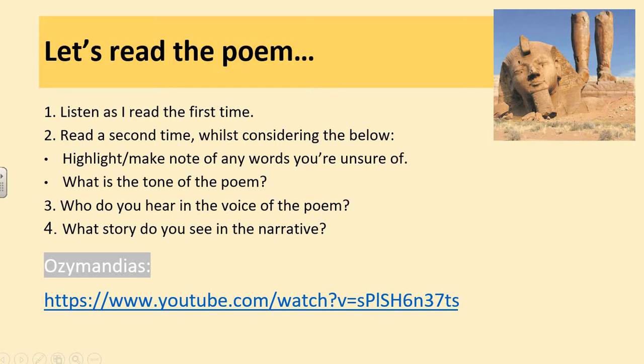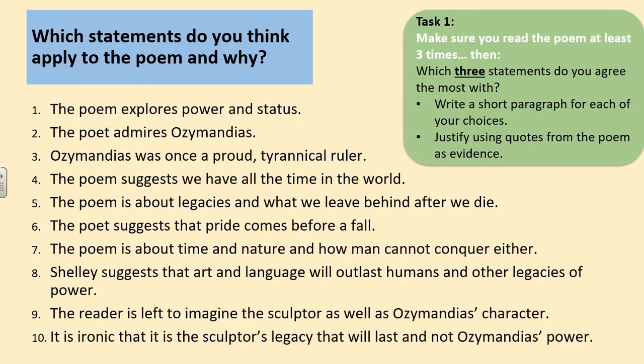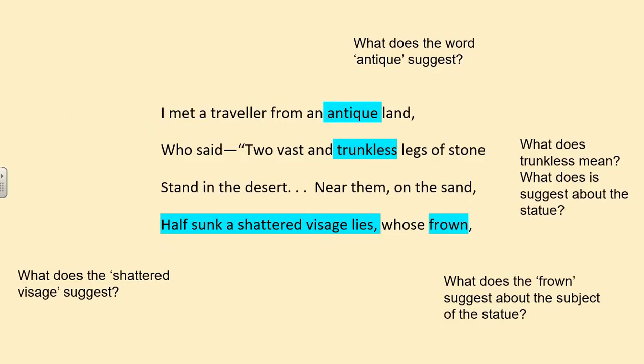Yes, here. So this is a kind of good image of Ozymandias as we see in the poem. So he has 2 legs and he has a head, but there is no torso. So in that section of text, let's go through again. What does trunkless mean? It means there's no torso. What does it suggest about the statue? Why is there no torso? What might that be symbolic of?